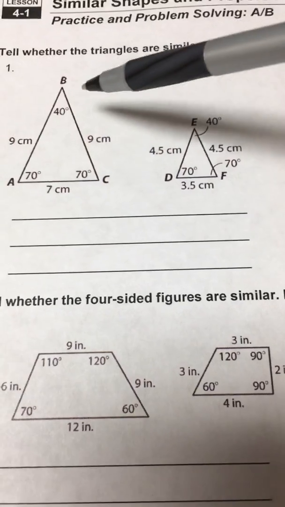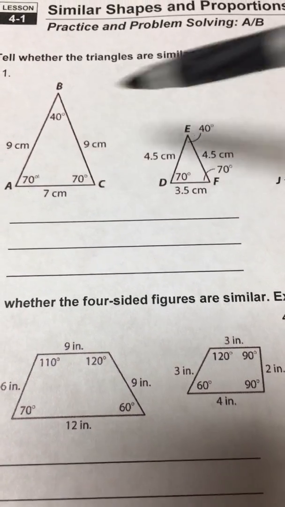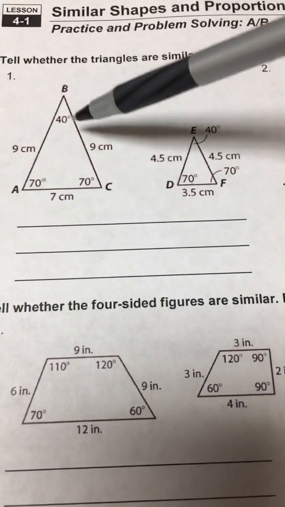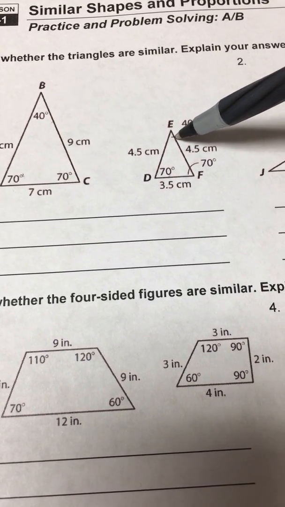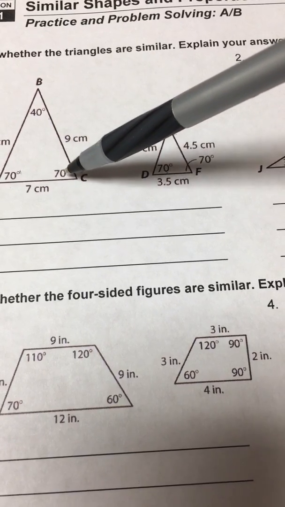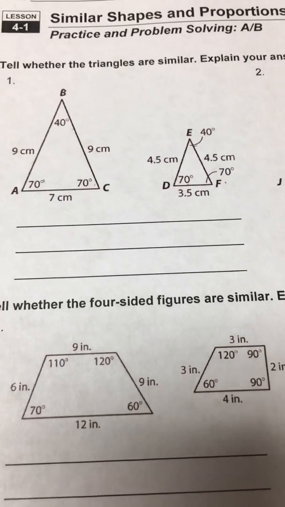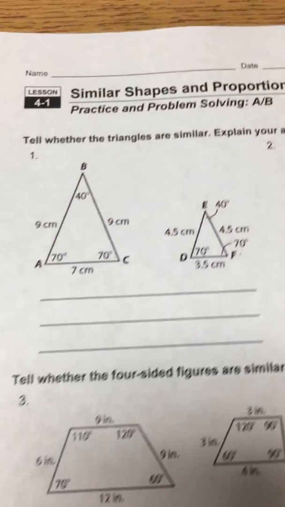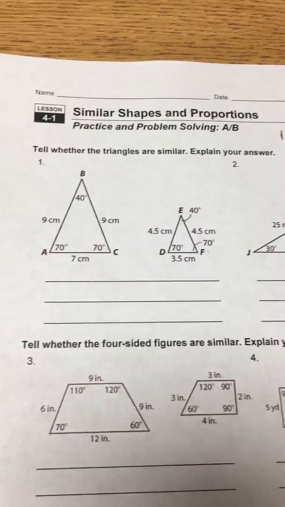So if I look at number 1, angle A is 70, which corresponds to angle D, which is 70. Angle B is 40, which corresponds to angle E, which is 40. And 70 corresponds to 70. So we would say that the corresponding angles are congruent. The next thing I need to determine is if the corresponding sides are proportional.